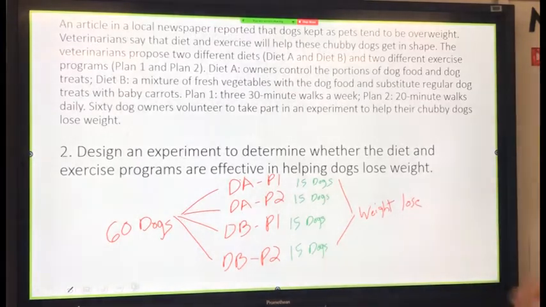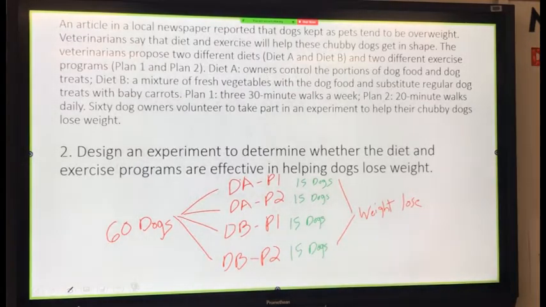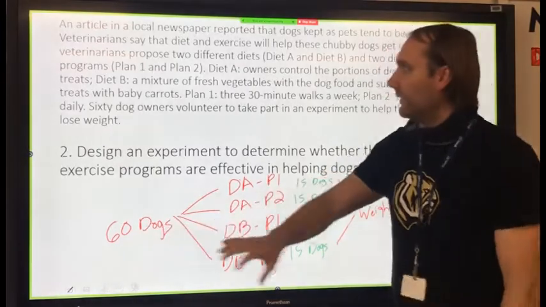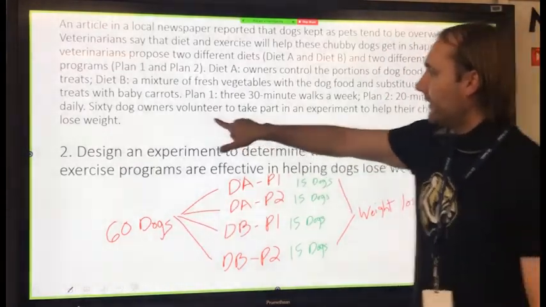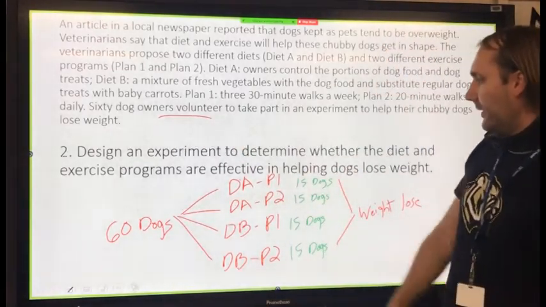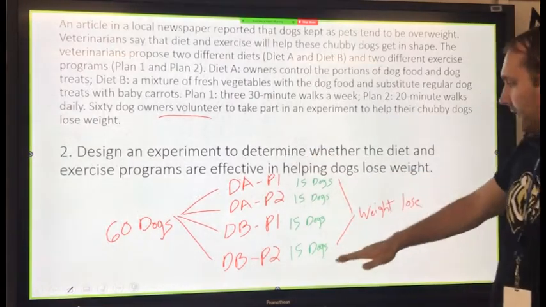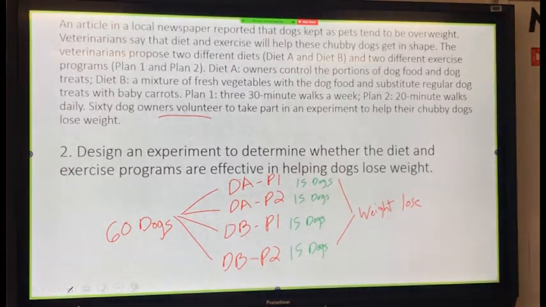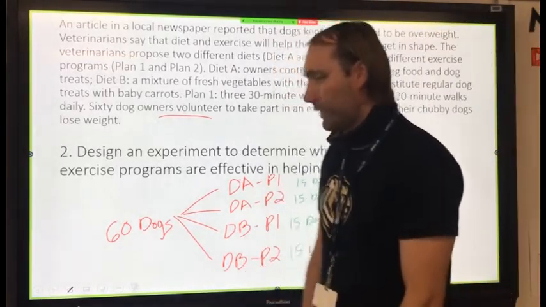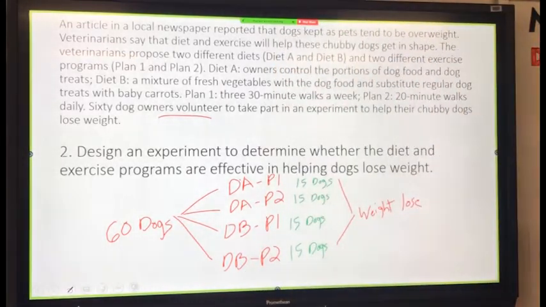So there's my experiment plan. I grabbed 60 dogs. Again, these were probably volunteered, so I don't have control over that. But I do have control where I want to put the dogs, and then I'm looking at their weight loss at the end of the experiment. Any questions on designing that plan?